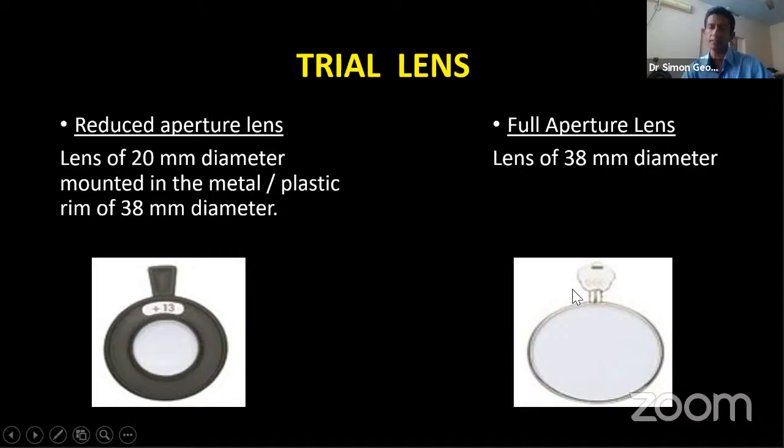This is the type of trial lens which was seen in the old trial sets, but the present trial sets, most of them have reduced aperture lenses. The full aperture lenses are slightly heavy, but they will allow the whole lens to be used for refraction. Here, the central part contains a lens, and there's a rim which obscures the peripheral part of the field. But still, this is what is usually used in most of our trial sets.